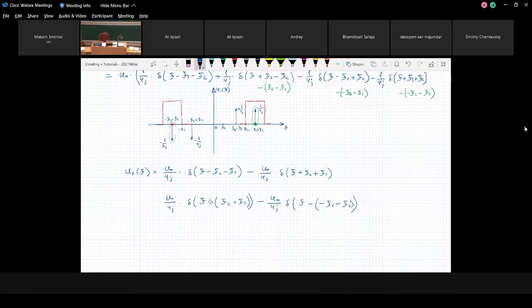So let's check what we need to find: determine the signal U2 of t and the corresponding spectrum at the passband filter output. Now we have the spectrum of the output signal, and what we need to find now is how the signal will look in the time domain. How do we do this? We perform the inverse Fourier transform of this signal.